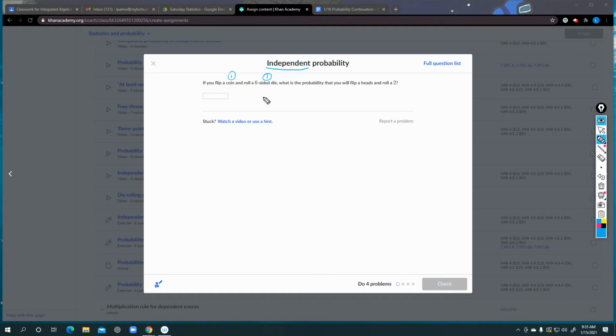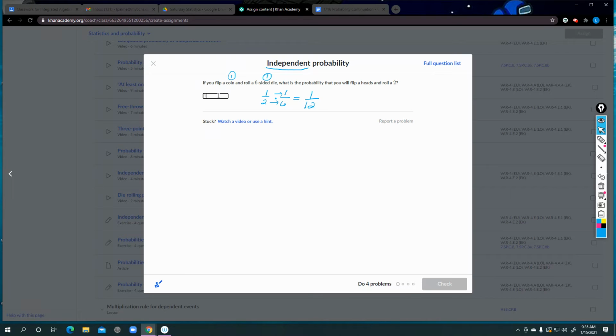In a coin, you have a 50-50 chance, so heads would be 1 out of 2. And for a six-sided die, rolling a 2, there's only 1 out of 6 total. So when we multiply these straight across, we get 1 out of 12. 1 times 1 is 1, 2 times 6 is 12. So we're going to plug that in here. We're going to first make sure that we get this: 1 divided by 12, and we get our answer.